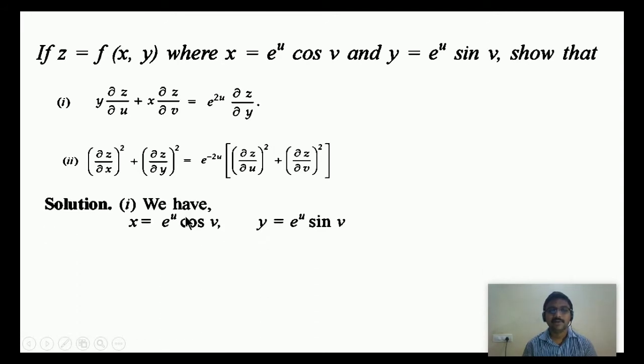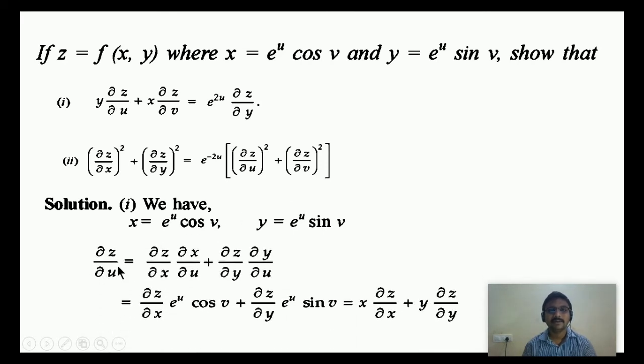For this solution, we have the given x and y values. Now obtaining ∂z/∂u using the chain rule, the formula is ∂z/∂x into ∂x/∂u plus ∂z/∂y into ∂y/∂u. ∂x/∂u is obtained by differentiating x partially with respect to u, keeping v as constant, so cos v is constant and the derivative of e^u is e^u.